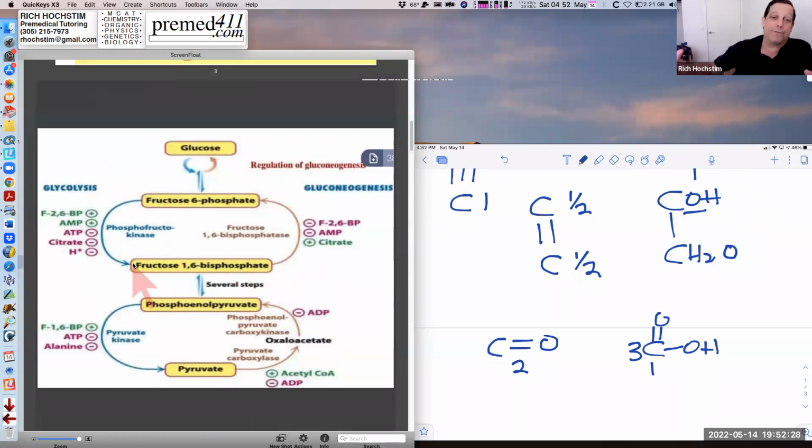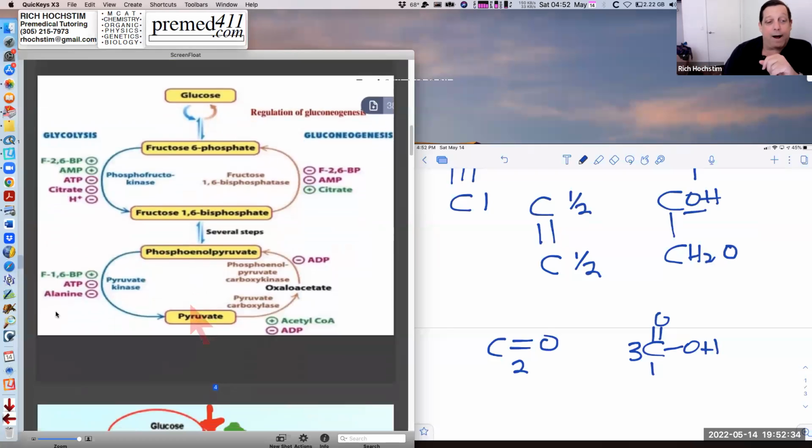I know I'm going through it fast, but it should all make sense because it's very logical. Now here, fructose 1,6 bisphosphate, that's this stuff. That's halfway through the process. So if you've got a lot of this stuff, you want to keep going because you've already invested in it and you're ready to go. If you don't have a lot of ATP, you want to go and make some more.